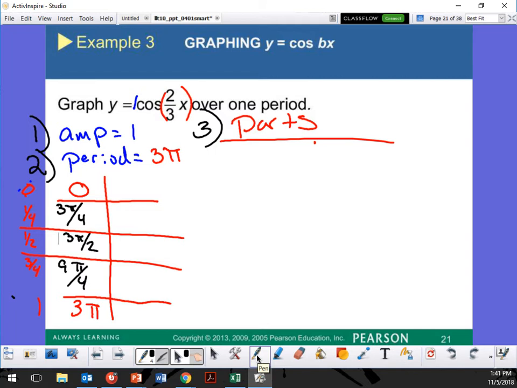So now it's time to start plugging these in. Okay, you guys ready? Now, 0. We're plugging it in back up here. What is 2/3 times 0? 0. What is the cosine at 0? 1. Where did I get the cosine at 0? It's on the unit circle. Cosine, put your finger on 0.